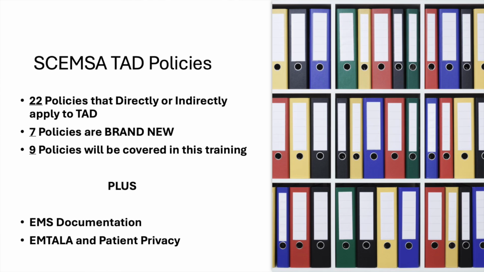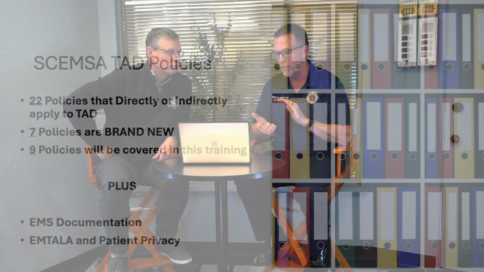Absolutely. So I'm going to run you through these, but just to give you some high-level overview, there are 22 policies that either directly or indirectly relate to our TAD program. That seems like a lot. There are 7 policies that are brand new, and there are 9 that we're going to cover in this particular training. The reason these 9 are selected is because they most directly apply. We're not going to talk about all 22 policies, and then we're going to go through a little bit on documentation, and then we're going to finish up with an EMTALA discussion. That's right. And we're going to give you guys back your day.